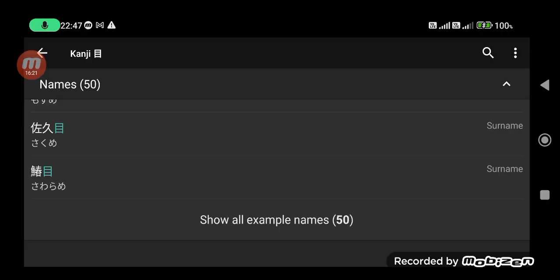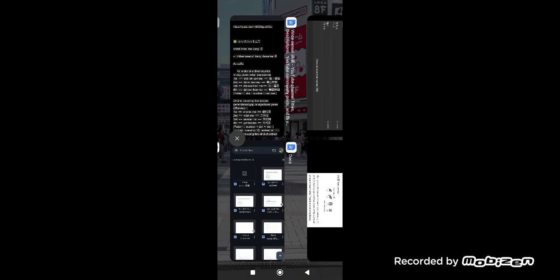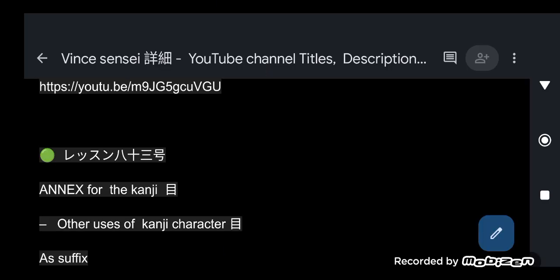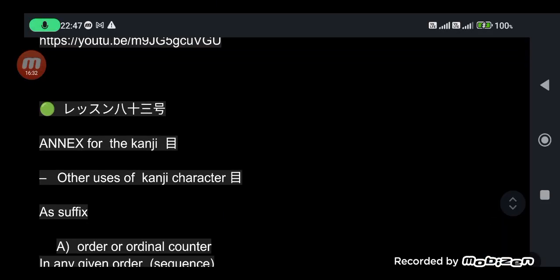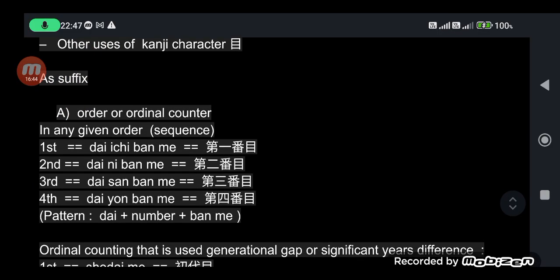Okay. Now we go to the last part, minasan. Okay. So the annex for our lecture. Other uses for the kanji character me. As suffix, letter A. This is used for our subject kanji me.